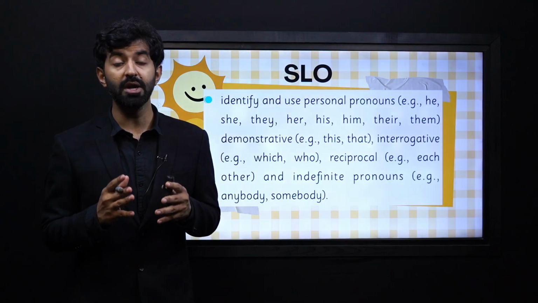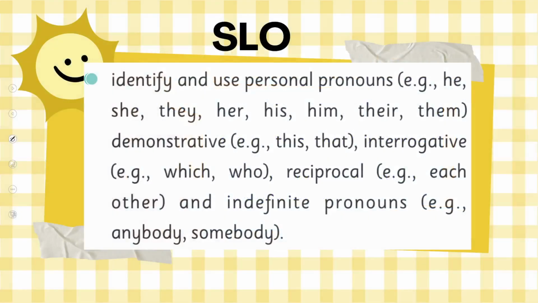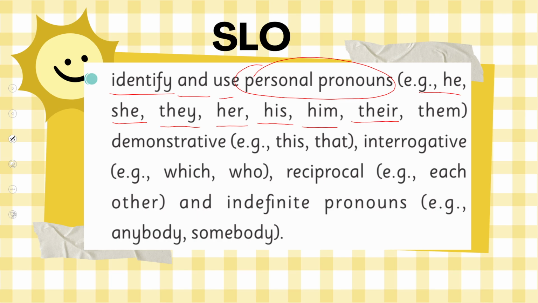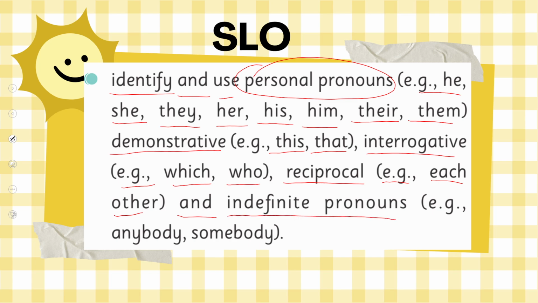Let's begin by reading our students' learning outcome for this video lesson. So our SLO is identify and use personal pronouns. For example, he, she, they, her, his, him, their, them. Demonstrative like this and that. Interrogative which, who, reciprocal, each other, and indefinite pronouns, for example, anybody, somebody.